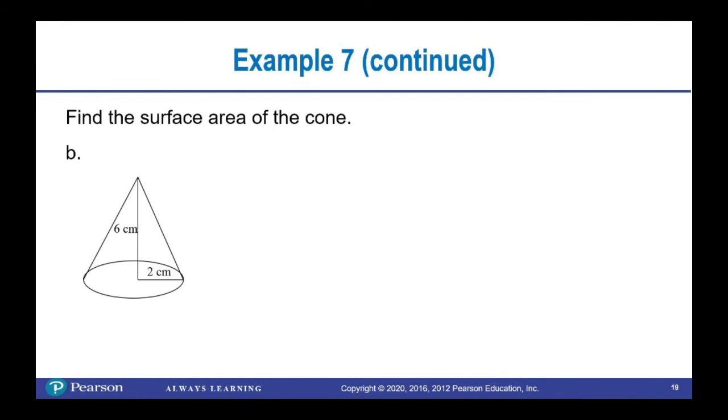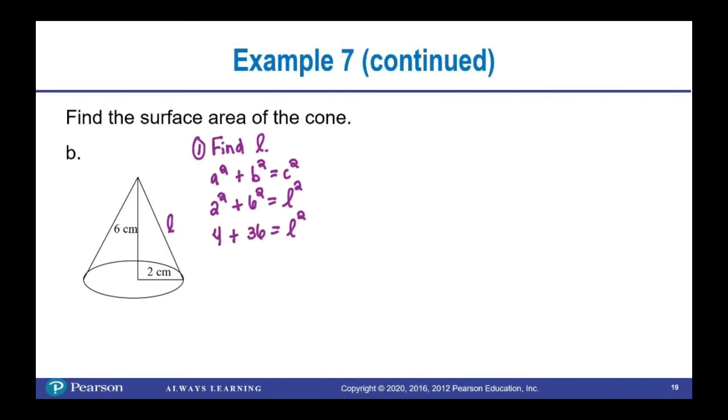Look at part B. Again, we're asked to find the surface area of our cone. Now notice this time we have the height of the cone rather than the slant height of the cone. So first, I need to find my slant height. I can do that by thinking about the Pythagorean theorem. A is 2, B is 6, and L is the hypotenuse, or C. 2 squared is 4, 6 squared is 36. Add those together gives us 40. Use the square root property, and we get that the slant height is the square root of 40.